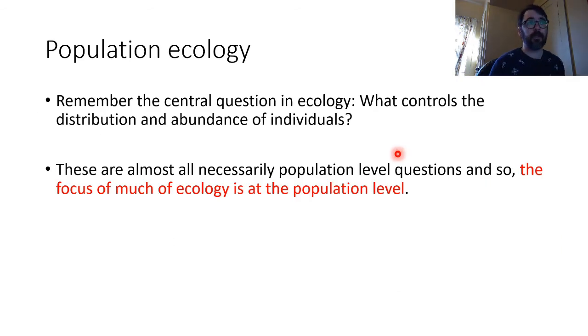Okay, so that's the relevance to evolution, but remember the central question in ecology is what controls the distribution and abundance of individuals? And this is almost always necessarily a population level question, right? And so many ecologists end up focusing on population ecology, and that's just because usually we can't understand why any one individual happens to be where it is, right? Instead, what we do is we take samples at the population level, and we can, on average, figure out that certain individuals prefer moist soil or dry soil, or they prefer high nutrient soil or low nutrient soil, right? On average at the population level.